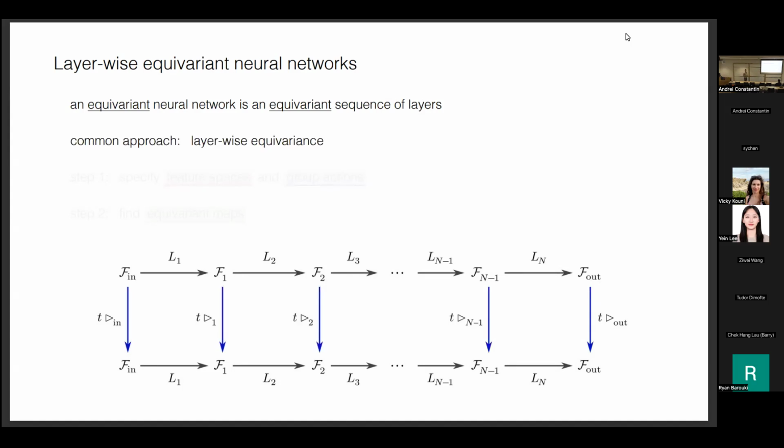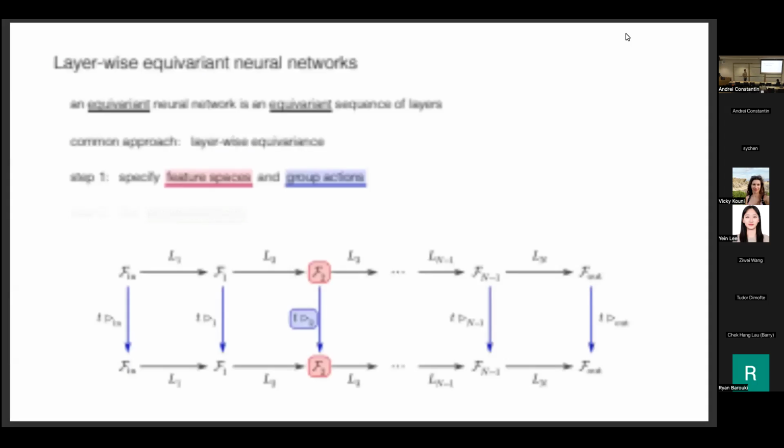But what we are typically doing in practice is we design each individual feature space in between as a group representation space. And then we demand that each individual layer is equivariant. And then if you stack these layers, the whole network becomes equivariant. So think about a convolutional network where you have multiple convolution maps and internal feature maps, and each convolution is individually equivariant, and as a consequence, the whole network becomes equivariant.